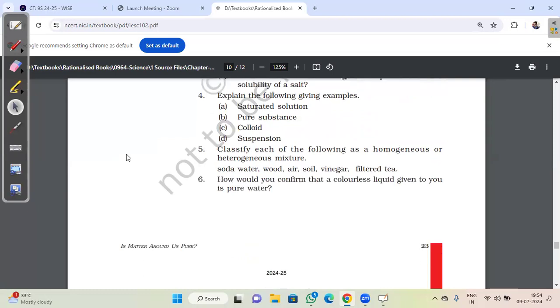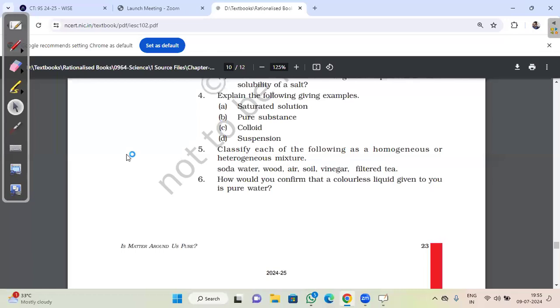Okay, we'll leave the fourth one as we have already done it. We'll do question 5. Classify each of the following as homogeneous or heterogeneous mixtures. What are homogeneous mixtures? They have uniform composition. And heterogeneous mixtures? They have non-uniform composition. Very good.